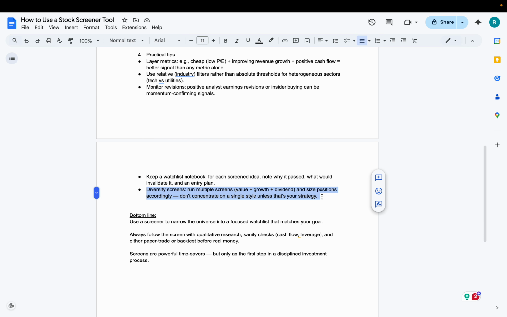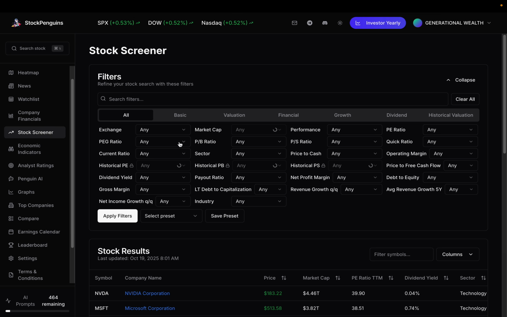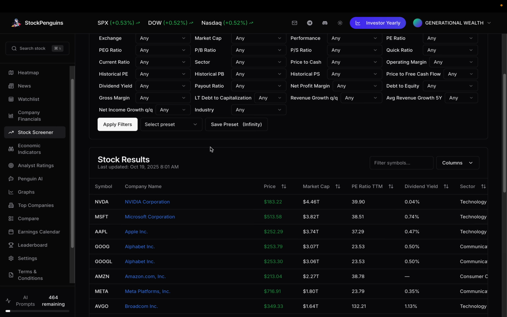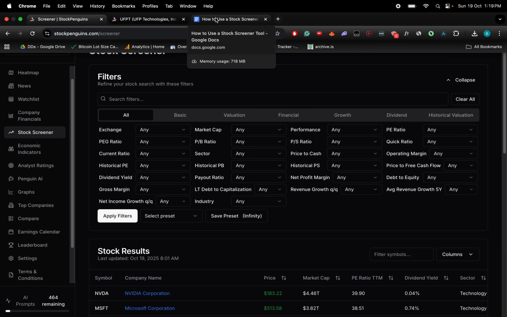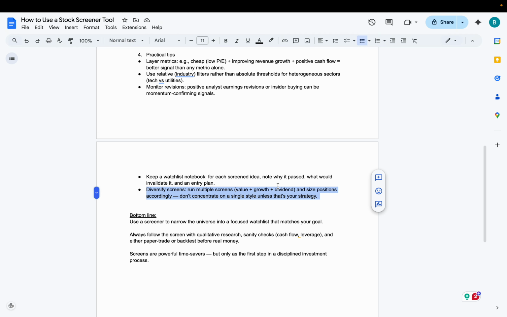Lastly, diversify screens. Run multiple screens, right? You can always play around with your metrics, right? Sometimes when you churn something out, the list may not be that big for you to look further into. So you can always adjust your metrics accordingly. Don't just fixate on a certain criteria. Learn to be adjustable depending on the market narrative and dynamic, right?